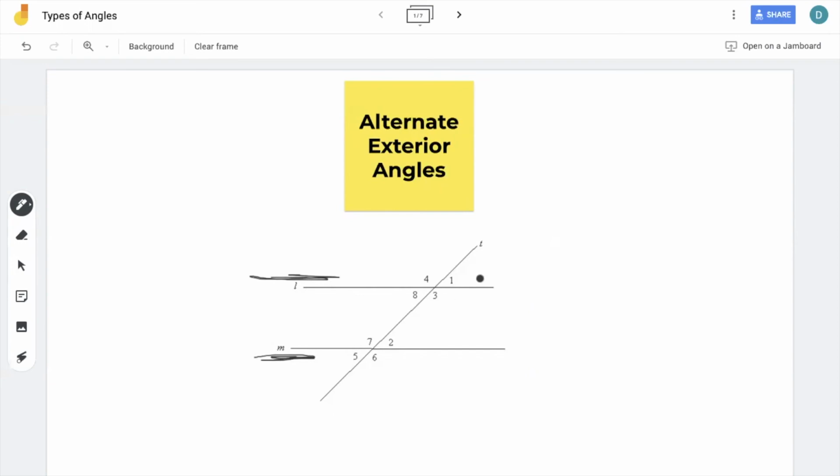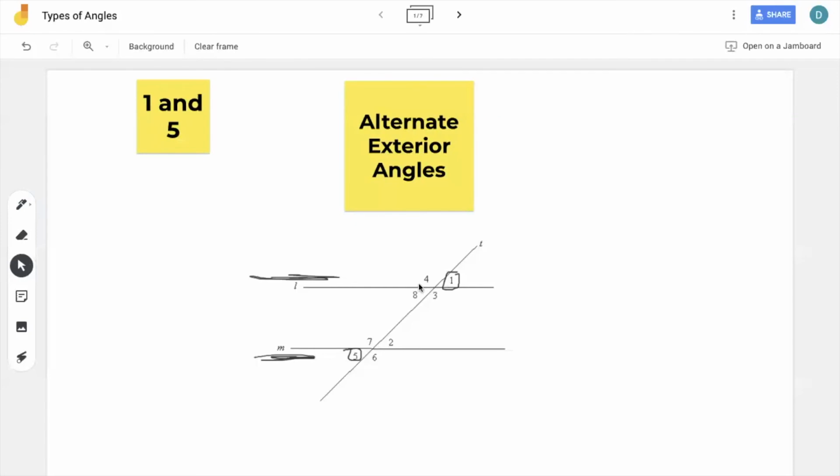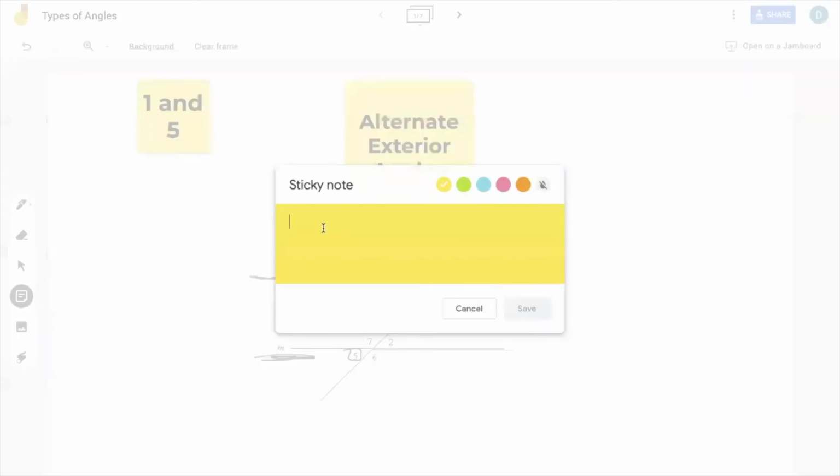And so alternate indicates that we are looking at angles that are on opposite sides of the transversal, meaning one that's above L and one that's below M, but they have to be on opposite sides of the line T. So one example of this is the angle 1 and the angle 5. These are alternate exterior angles. And now there's also one more example on this one. It's 4 and 6. And you can see 4 is above L and to the left of the transversal, and 6 is below and right of the transversal. So that means they are alternate exterior angles.